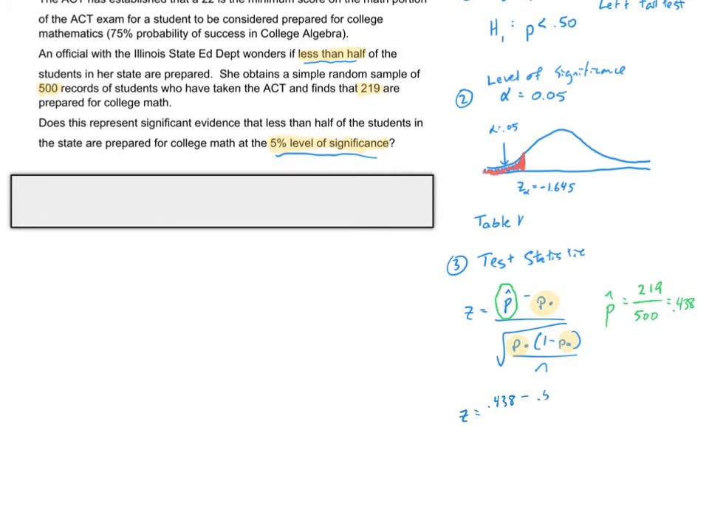0.438 minus 0.50 over the square root of 0.50 times 1 minus 0.50 is 0.50, over 500 in my sample. And when I type that into my calculator, I get negative 2.77, and I'm going to go 2 decimal places there. I could go a third, but we'll leave it at that. One note with typing this in, you could do the numerator first and then divide by the denominator, or you could type it all in at once, but you do need an extra set of parentheses around the numerator.